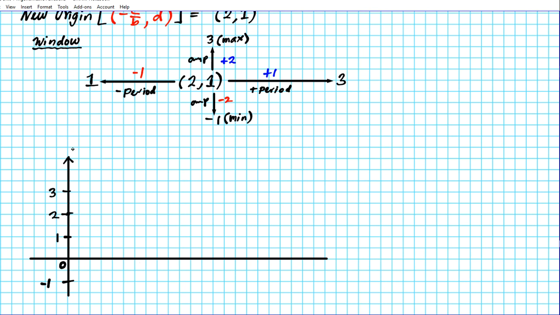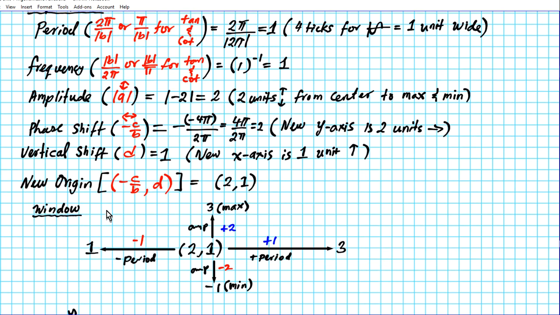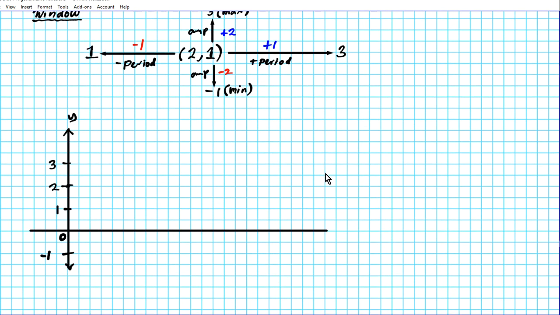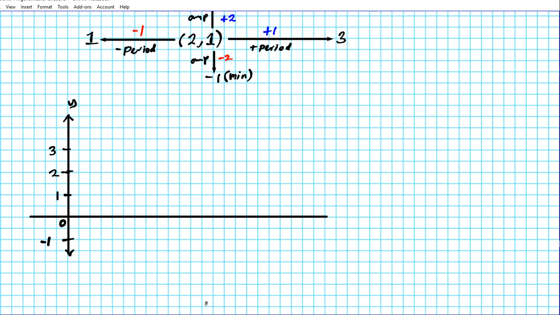Alright, let's calibrate the x-axis. Now the calibration of the x-axis is a little bit more technical. For the x-axis, we're going to follow the instructions that we determined earlier with the period. 4 ticks for the period, which is going to be 1 unit wide. So we've got to keep that in mind. So let's go ahead and apply that here. 4 ticks: 1, 2, 3, 4. You can think about your 4 quadrants representing a complete cycle. So each tick is like a quadrant, and then that's a period, which is a complete revolution for your sine, cosine, and your reciprocals. Alright?